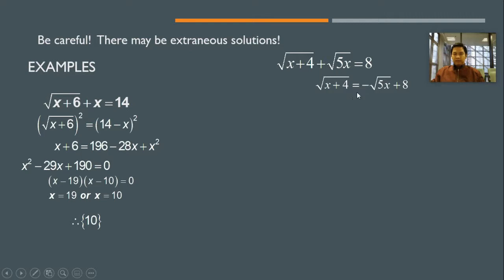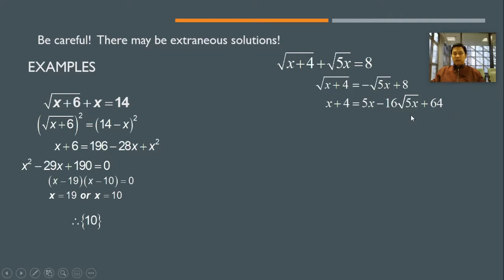For the second one, the square root of x plus 4 equals negative square root of 5x plus 8. The idea is again to isolate one radical so that we can perform the square. So please be careful. Again, we're squaring this binomial, negative square root of 5x plus 8. Applying the correct way of squaring a binomial, we end up with this expression.